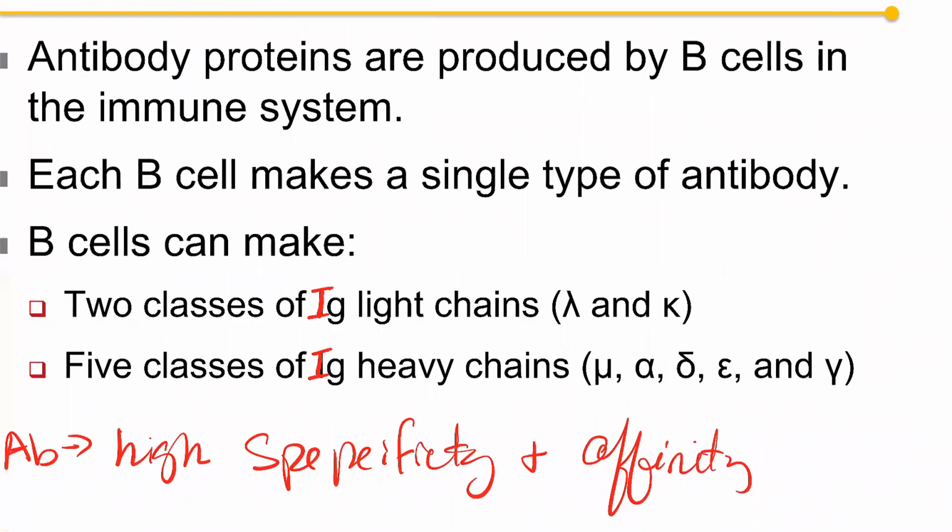And these are all Greek letters, but typically in biology, you're going to hear them called, instead of mu, you're going to hear it as IgM, and then alpha is IgA. Then we have delta, which is IgD, then epsilon, which is IgE, and then gamma, which is IgG. So you probably heard IgG before, right? But they're just different kinds of antibodies.